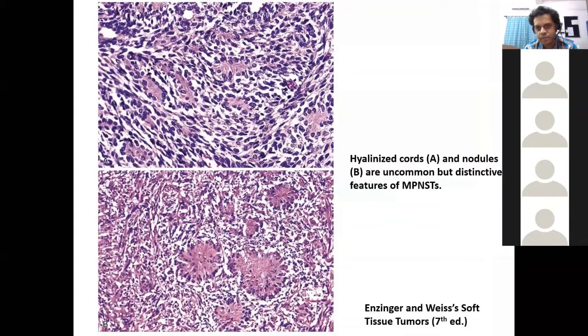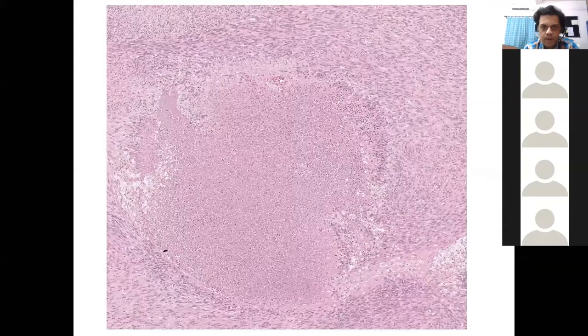So there are some other important things which you sometimes see over here. You sometimes tend to get hyalinized cords, around which these cells seem to accentuate. Just like we saw in the case of low-grade fibromyxoid sarcoma, where you tend to get hyaline rosettes, even in these cases you can sometimes get hyalinized rosettes.